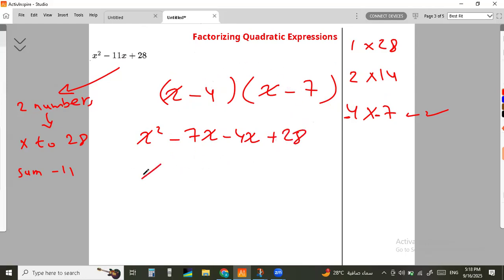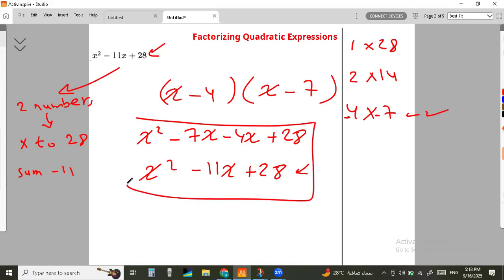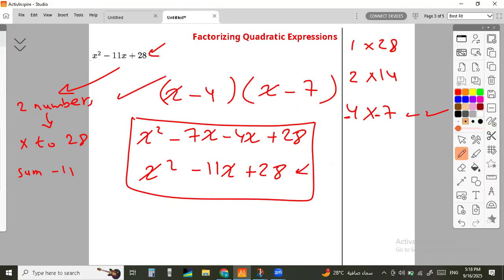Let's collect the like terms. Here, negative 7x, negative 4x, negative 11x, positive 28. Whoa, mister, that's the same thing as this. So yes, that was to check my answer. I got it right. Factorizing, this is x minus 4, x minus 7 multiplied by each other.